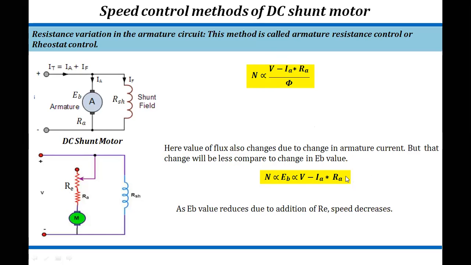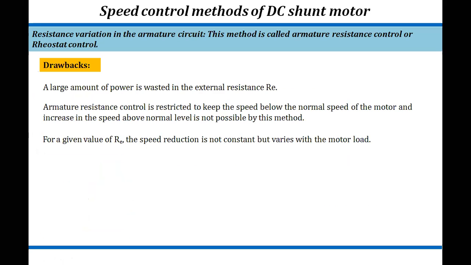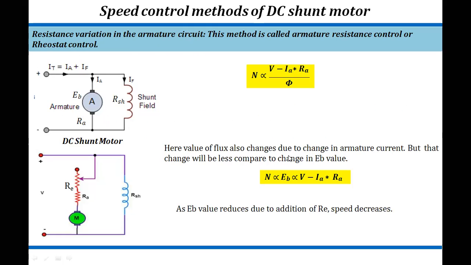There is no need to write for RE, because as the EB value reduces due to the addition of RE, speed will decrease, and you will require higher speed. That is the drawback of the speed control method using a rheostat, because here we have one additional resistance. Just because of the addition of RE, the value of EB will decrease, and as EB decreases, our speed, which is directly proportional to the EMF, decreases. So if the value of EB is decreasing, what happens to the speed? It will decrease. Lakshman, please mute yourself.